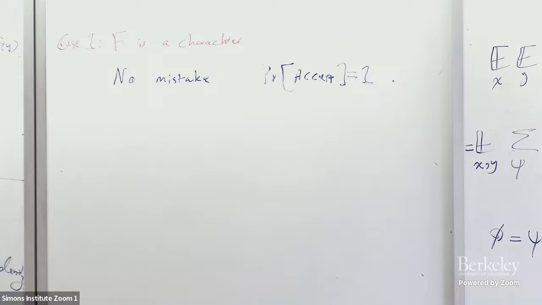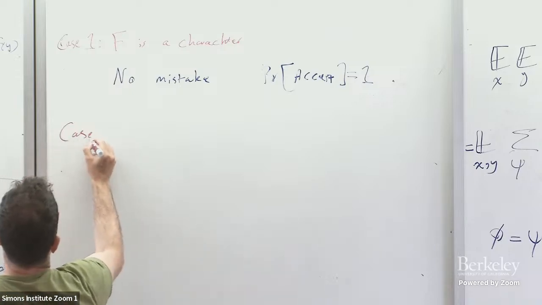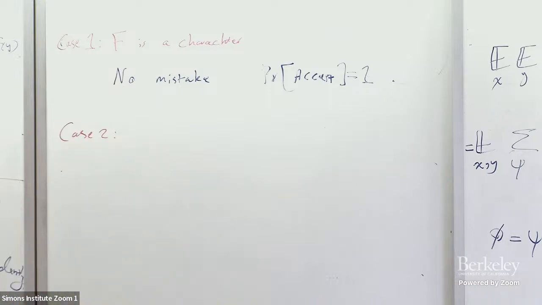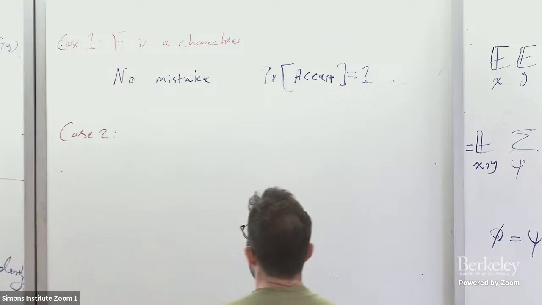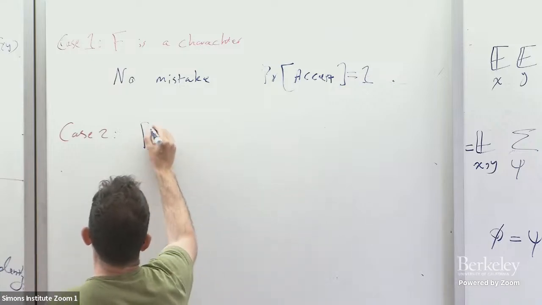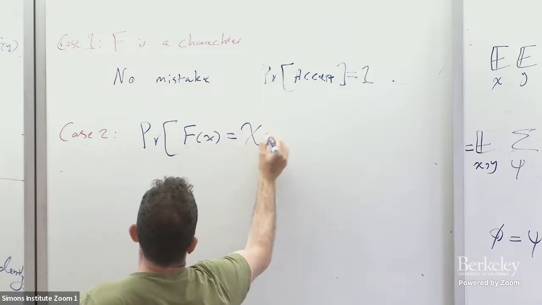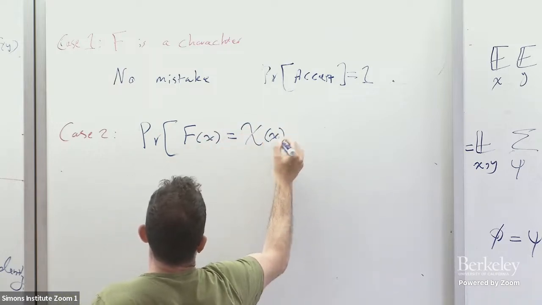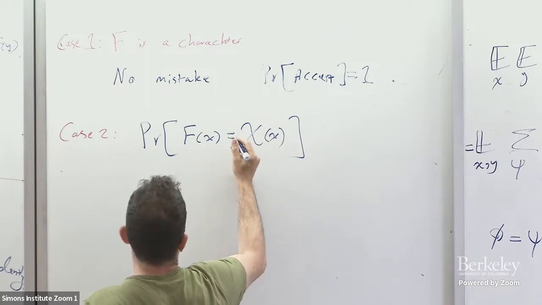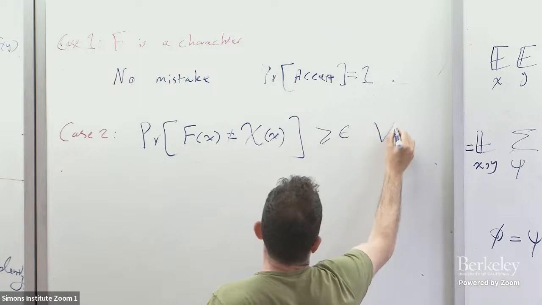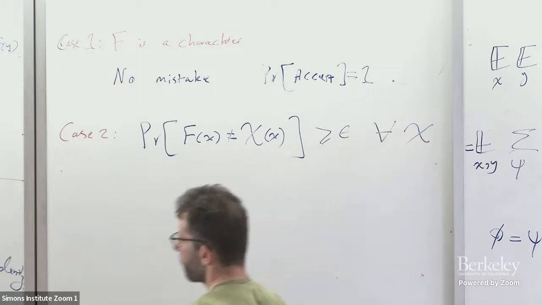Now, case 2 is the more interesting case. In this case, we have this distance thing. We know it's not a character, but actually far from being a character. So what we know is that the probability that F of x is the same as chi of x is at most 1 minus epsilon, and this is for every character chi.